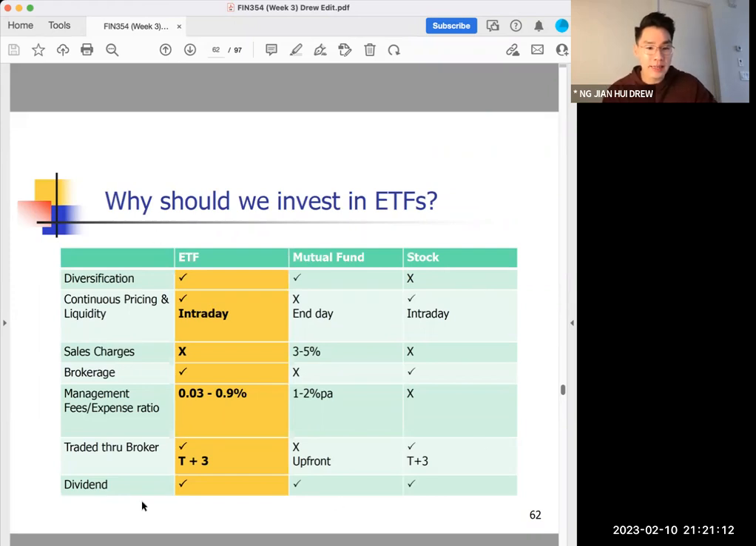Okay, so let's look at this. What's the difference between an index fund, a mutual fund, and a stock? ETFs provide diversification, so fine, we don't really bother. Sales charges: mutual funds of course have more charges, right? The expense ratio, you see ETF is much lower. Through a broker, if you buy through Moomoo, it usually takes T+3, meaning the transaction date plus 3 days later, then you get your ETF. Mutual funds, you buy and get it immediately, right? Of course, both do get dividends. Something to take note of, most people do not realize that if you buy ETF, you do get dividends. All right, so it's still not too bad.